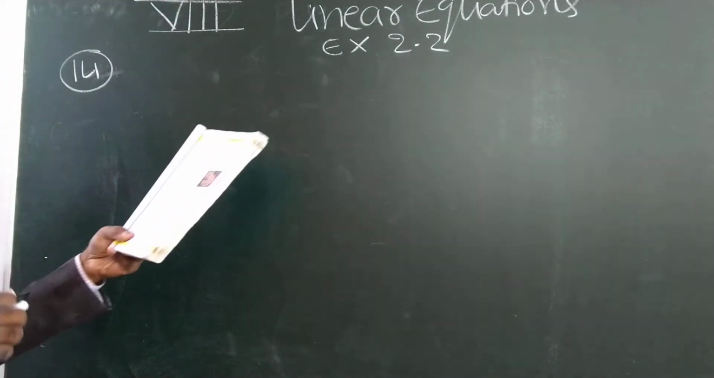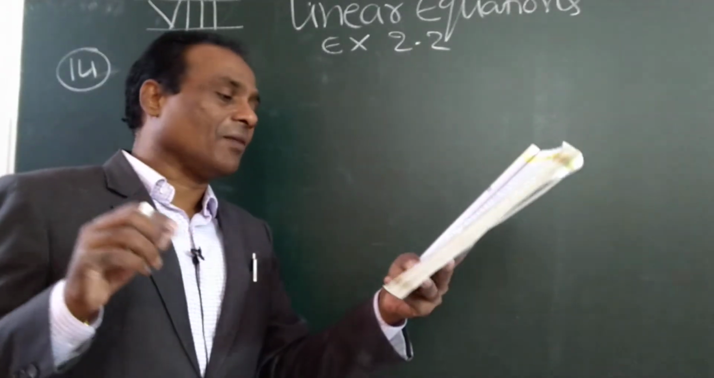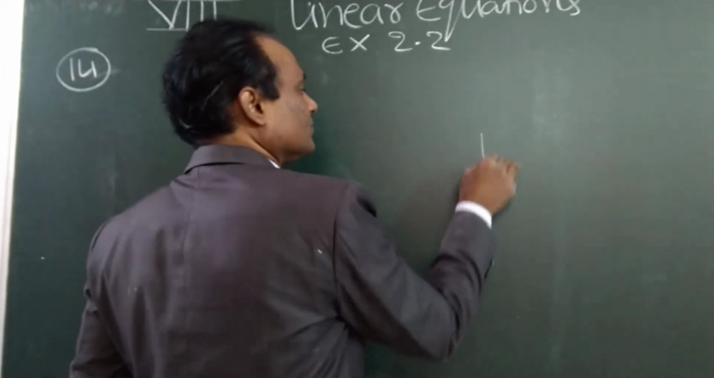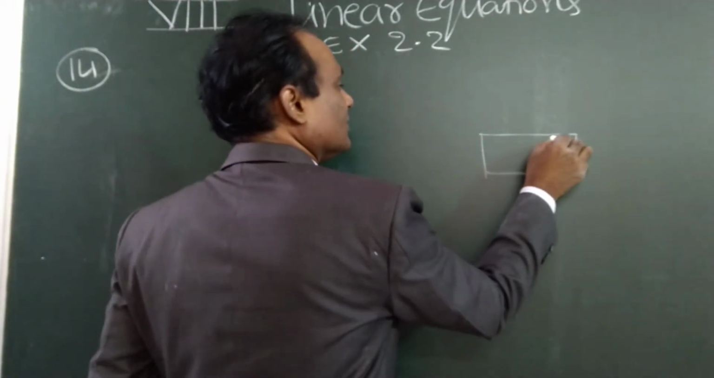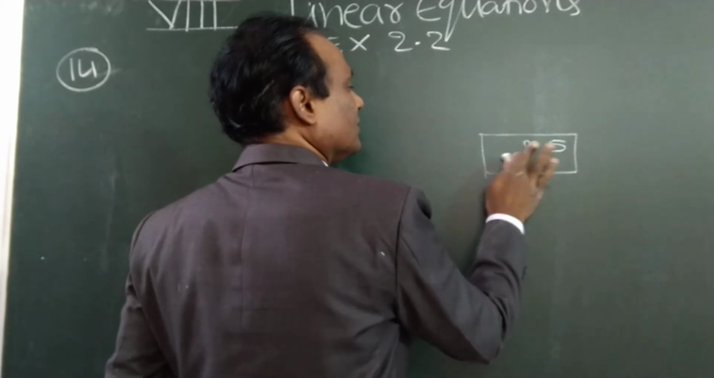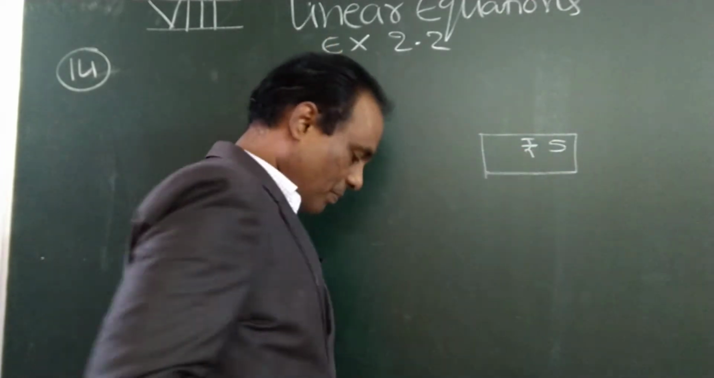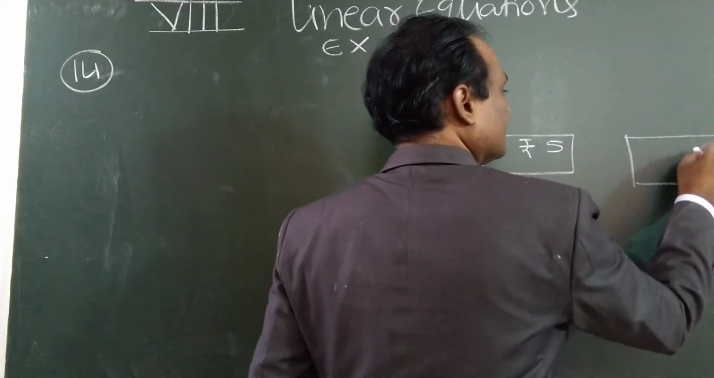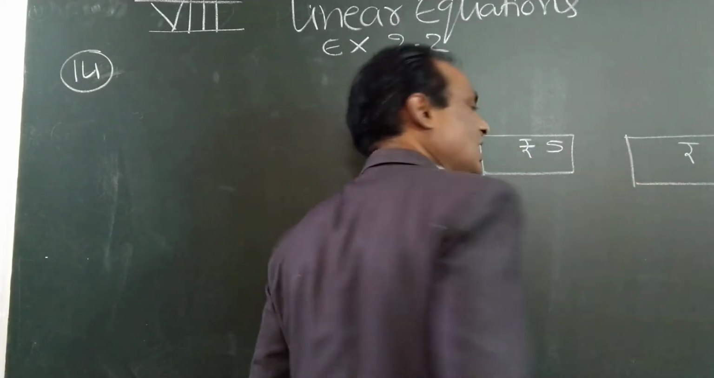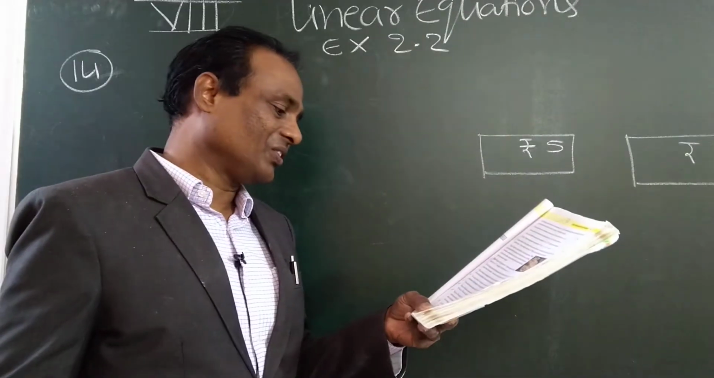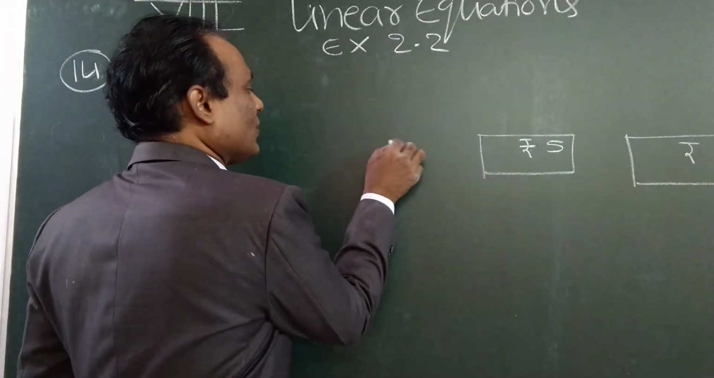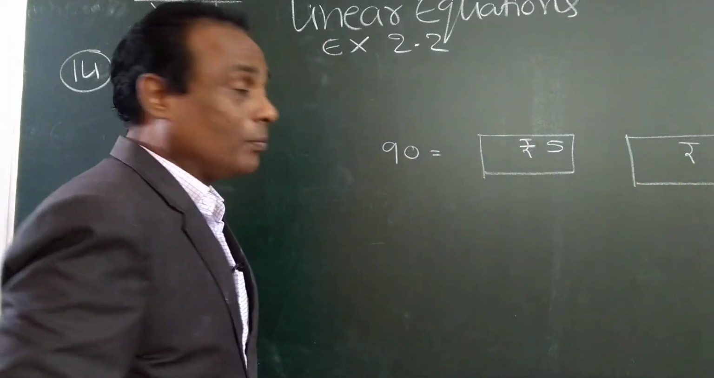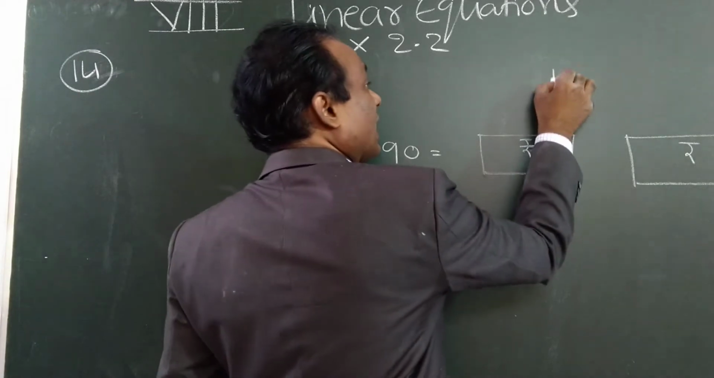See here, 14th problem. A sum of 500 is in the form of denomination 5 rupee notes and 10 rupee notes. We have some 5 rupee notes, some 10 rupee notes. In total we have 90 notes. But the value is 500 rupees.